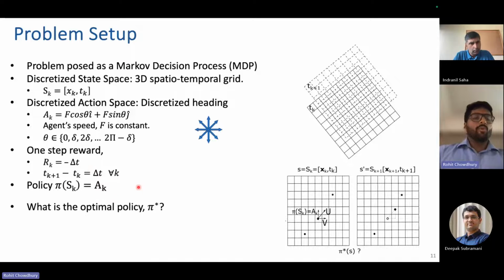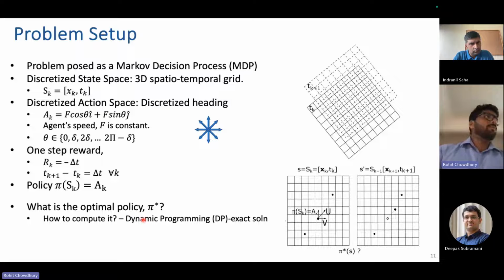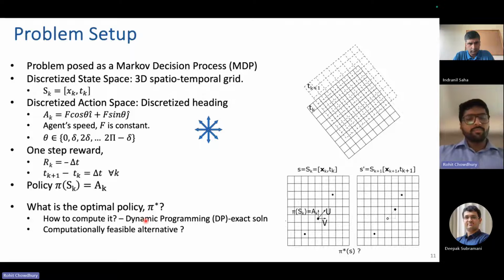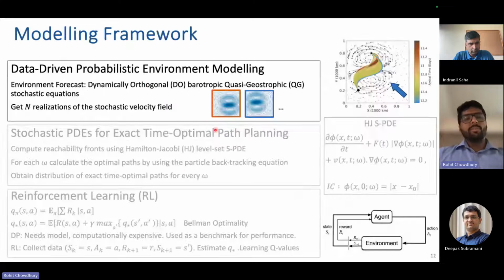So now we want to compute the optimal policy. Well, we can compute it, as I said, using dynamic programming methods, but they do give us the exact solution, but they can be very expensive to compute. So how do we go about it? Is there a feasible alternative? Yes, there is. We can try to approximate the optimal policy. So the way we are trying to approximate the optimal policy is through this modeling framework.